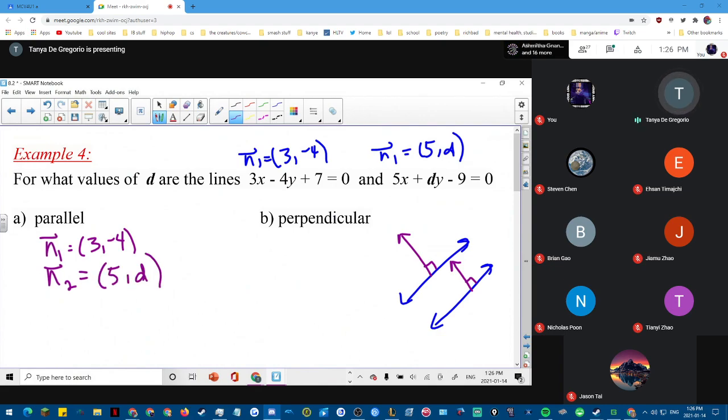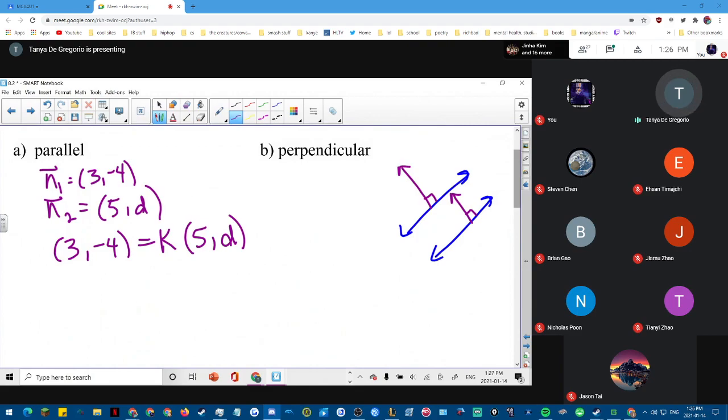So you need these to be scalar multiples. So what scalar multiple is going to work here? So what can I do? Well, I think intuitively, you can just look at it and say, well, 3 times what number gives me 5? And so negative 4 times that number has to give me D. But I want to show it mathematically. So what can I do here? 3 equals 5k. Yeah, we know that 3 equals 5k. And we know that negative 4 will equal k times D.